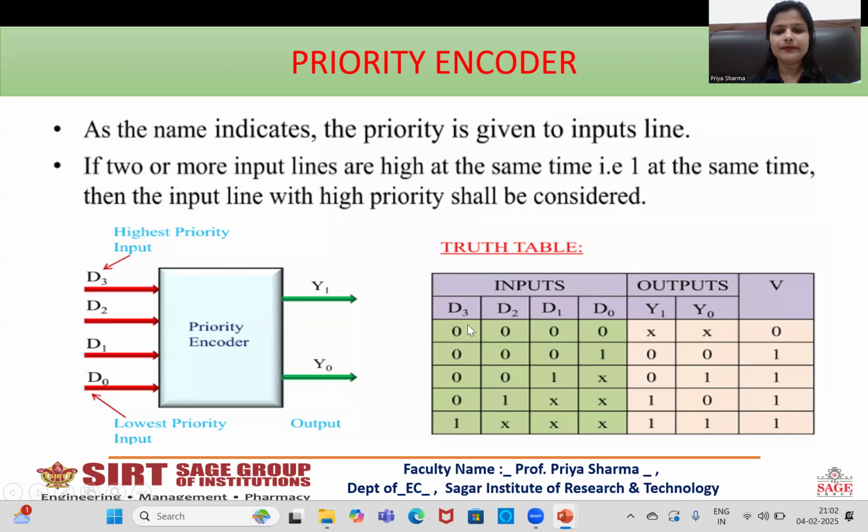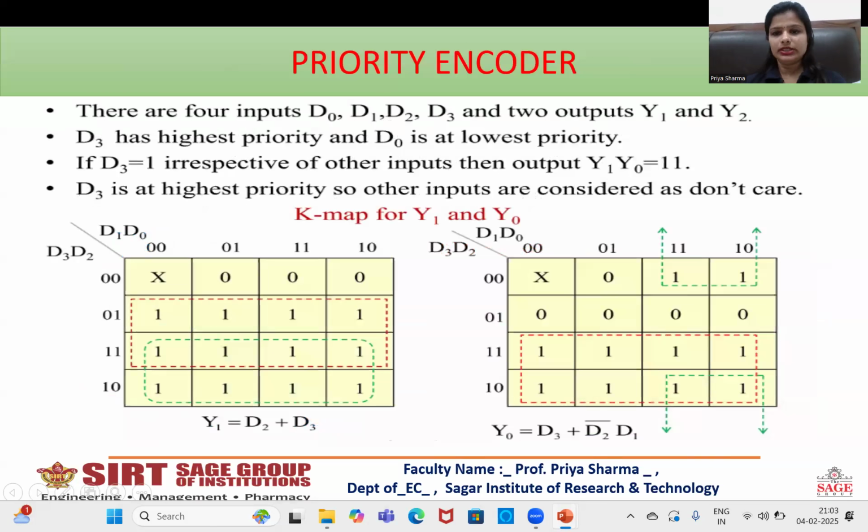If you look at the truth table, inputs are D3 to D0 and outputs are Y1 and Y0. When all the inputs are 0, the output is a don't care condition. It could be 0 or it could be 1. When D0 is 1, both the outputs are 0. When D1 is 1, irrespective of the value of D0, as D1 is at higher priority, the output will be 0 1. When D2 is 1, irrespective of the values of D0 and D1, the output will be 1 0. And when D3 is 1, irrespective of the values of D0 through D2, the output will be high at both the outputs.